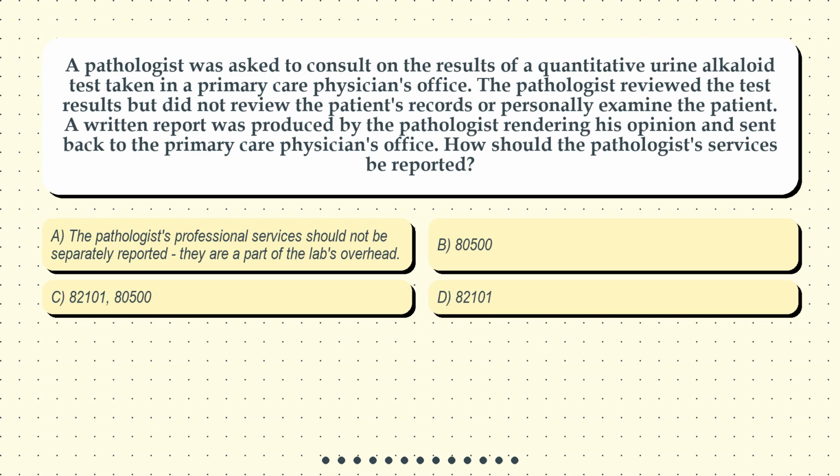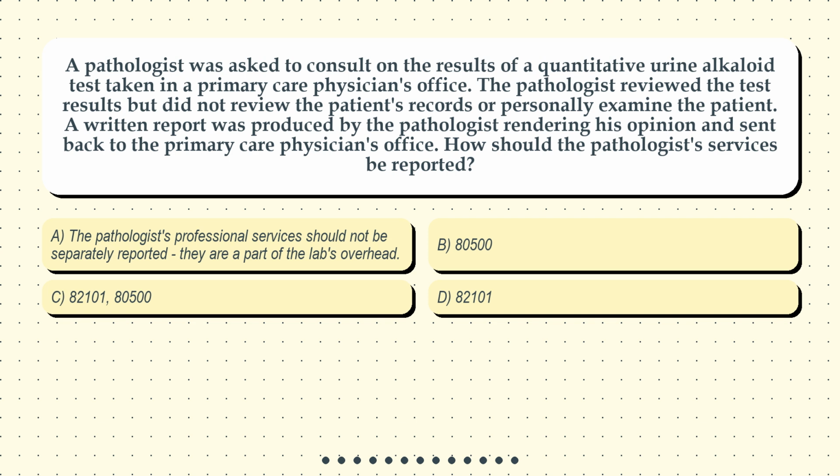Question 7. A pathologist was asked to consult on the results of a quantitative urine alkaloid test taken in a primary care physician's office. The pathologist reviewed the test results but did not review the patient's records or personally examine the patient. A written report was produced by the pathologist rendering his opinion and sent back to the primary care physician's office. How should the pathologist's services be reported?